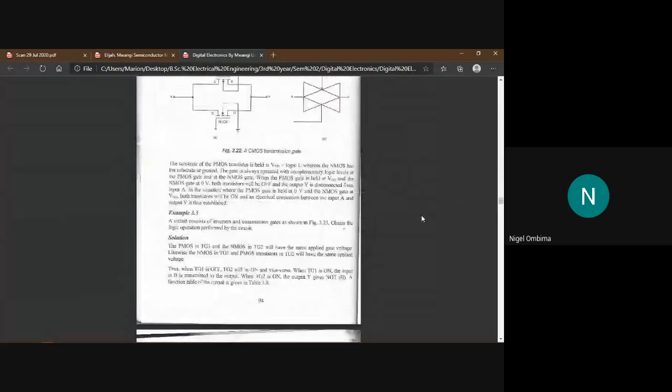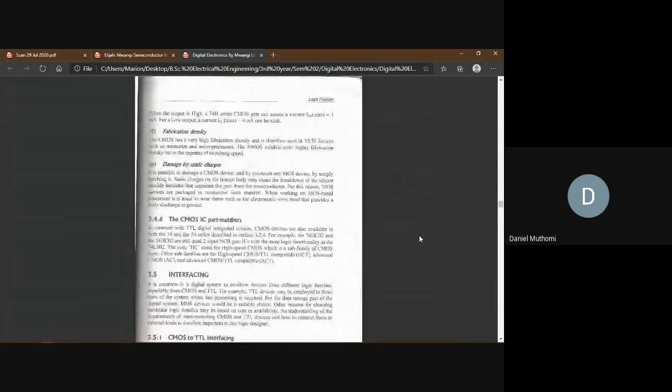Oh, 97. But I think to answer her, high fabrication density means you can pack more transistors or more MOSFETs within a certain area. So in terms of making computer chips and microprocessors, that's an advantage. Yeah. CMOS has a very high fabrication density.